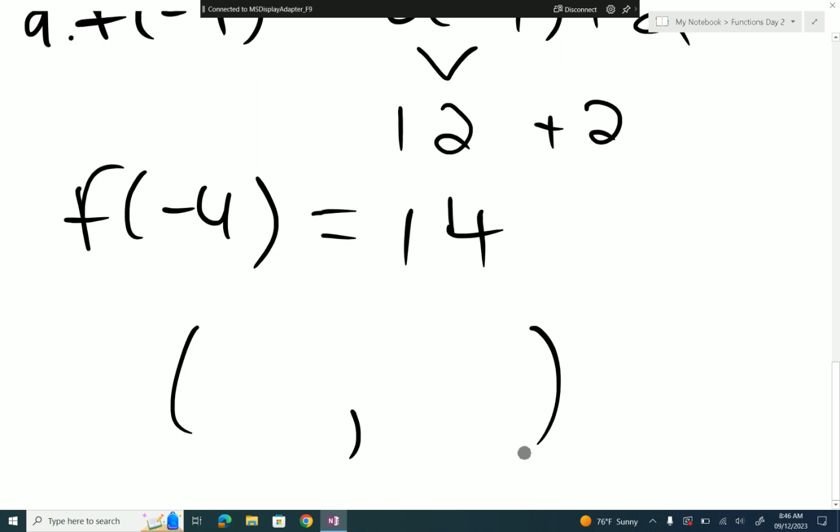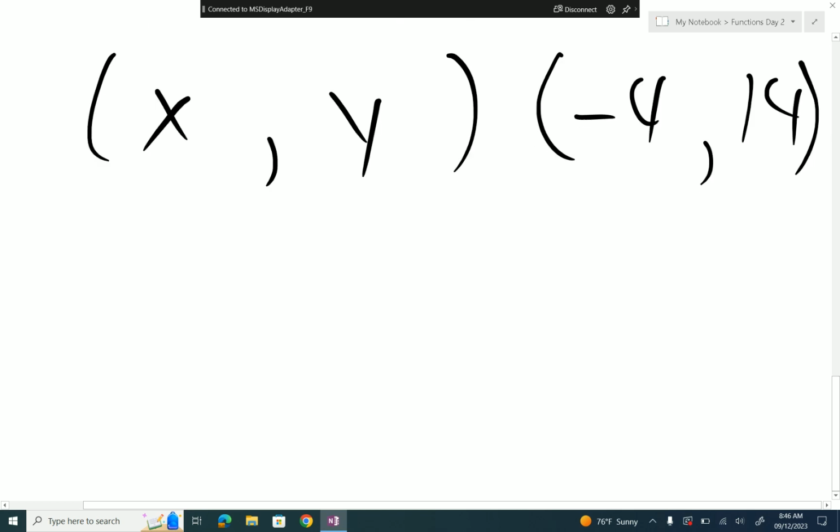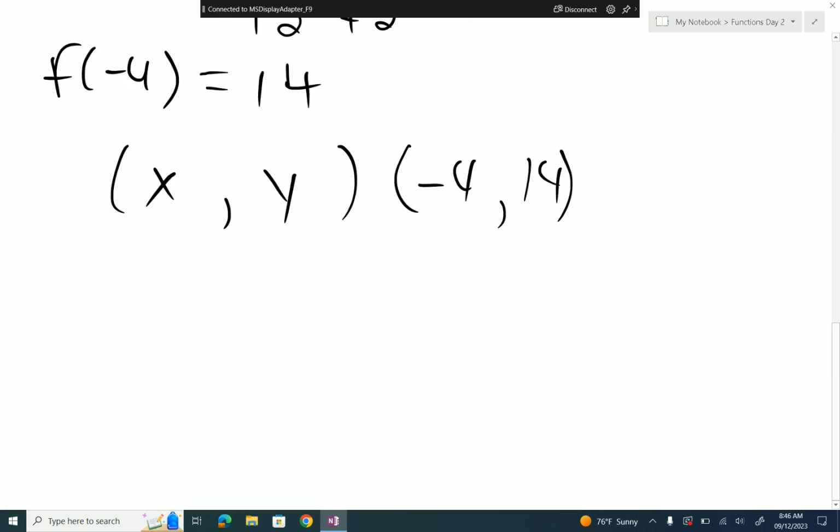So I plugged in -4 for x, and I got 14 out. How do we think I would write this as an ordered pair? Braden, what do you think? What's my x value and what's my y value? Yeah, perfect. -4 comma 14. So my input was -4, my output was 14. Everybody feel okay on that?